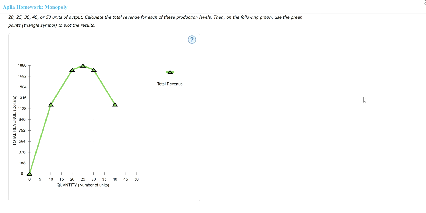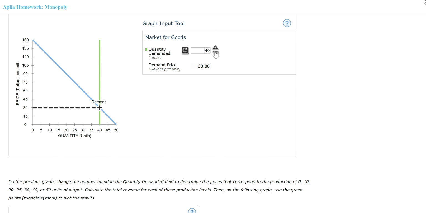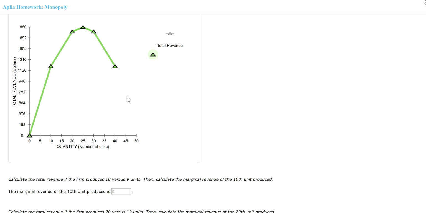All right, and then last one is 50. Somehow I believe 50 will be 0. And yes, I'm right. All right, so 50 and 0. All right, so that's our total revenue curve.